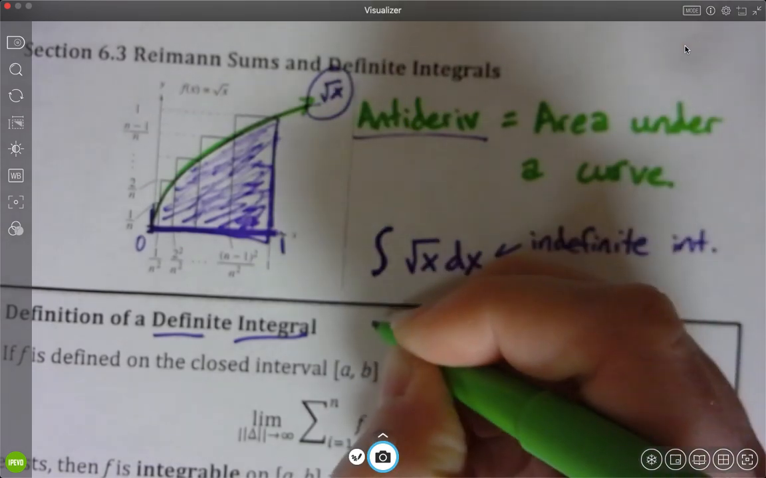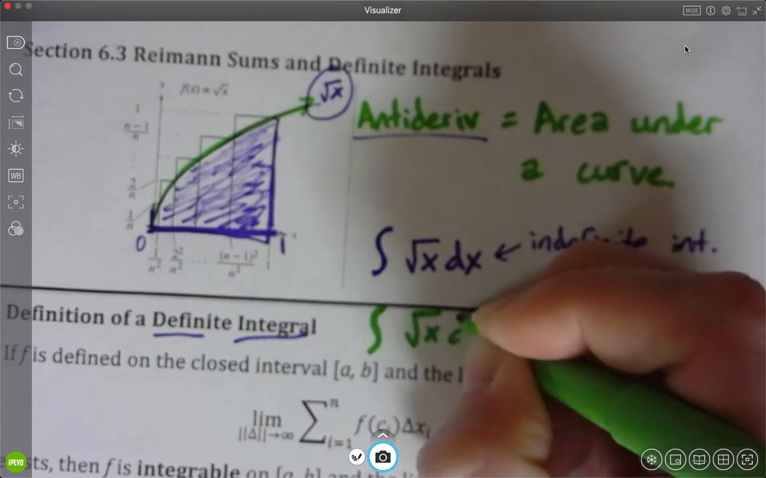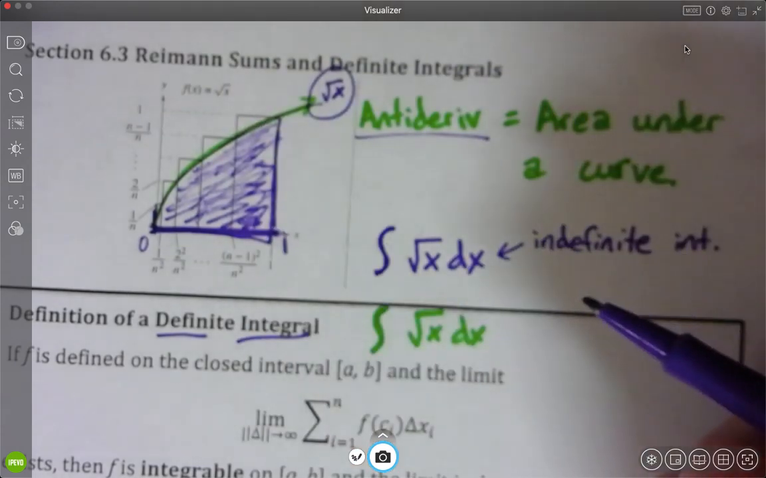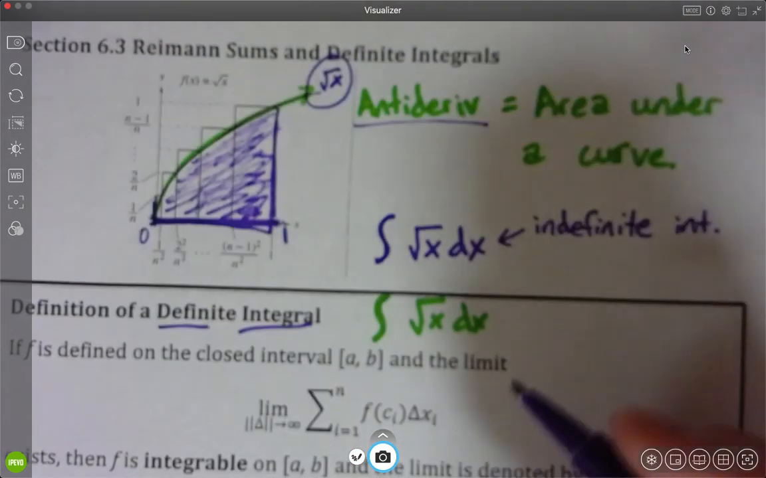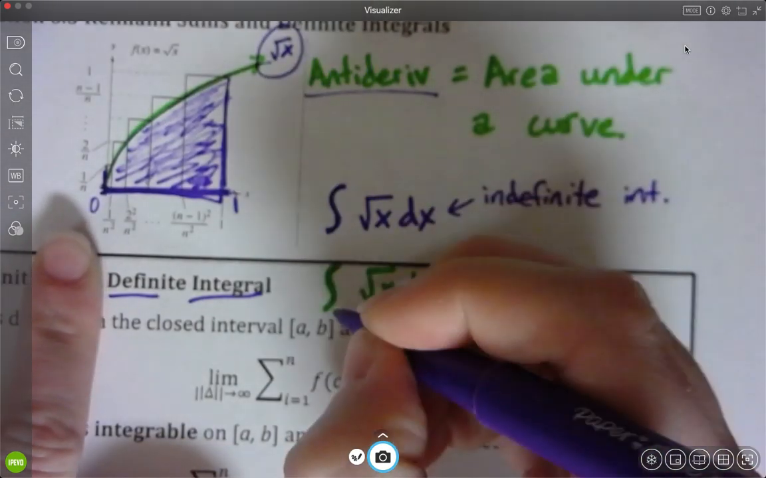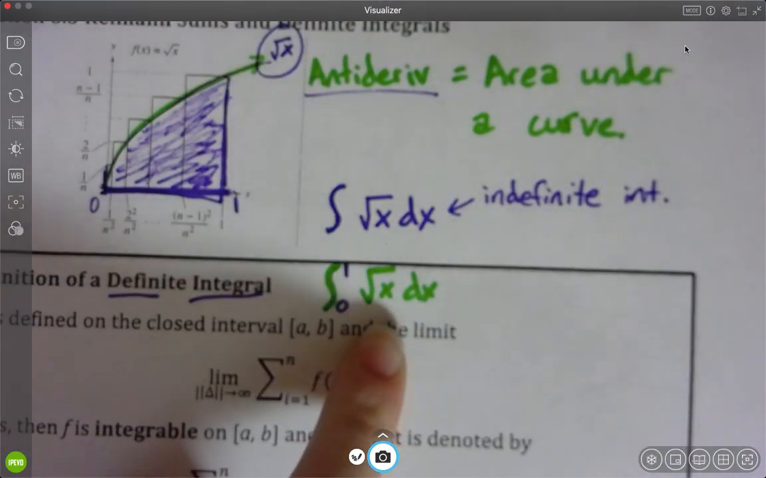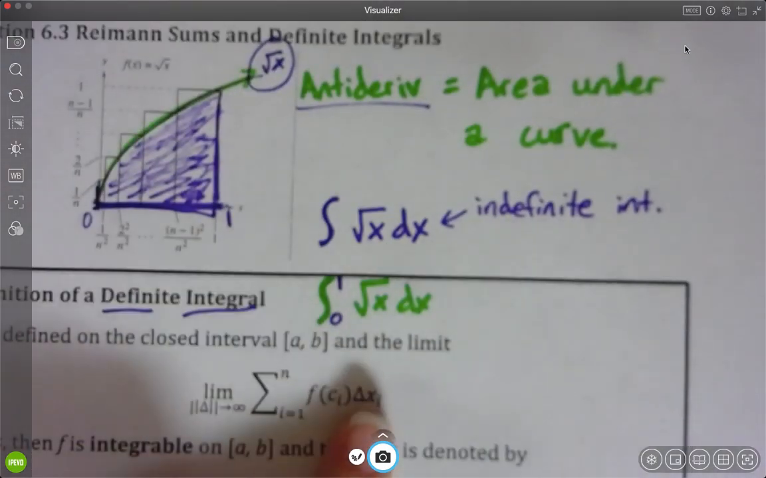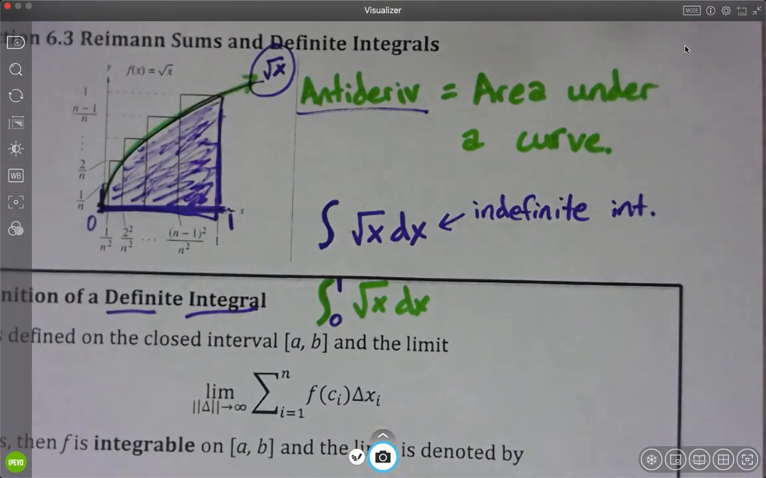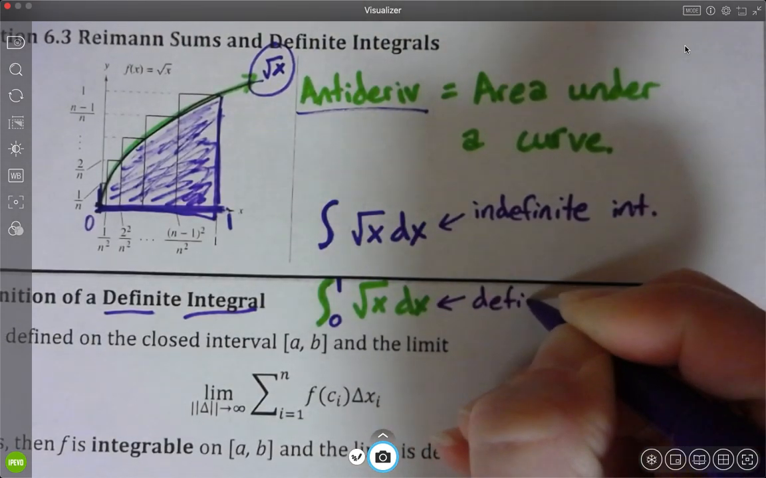But if we want to make that into a definite integral, what we would do is actually have the two numbers that we're trying to go between. So like 0 and 1 would be our boundaries, okay? They're called an upper limit and a lower limit. Our lower limit would be 0 and our upper limit would be 1 because we're saying we want to find the area under the square root of x just from 0 to 1, just from this interval left and right here. And this makes this a definite integral because we are trying to find a definite area.